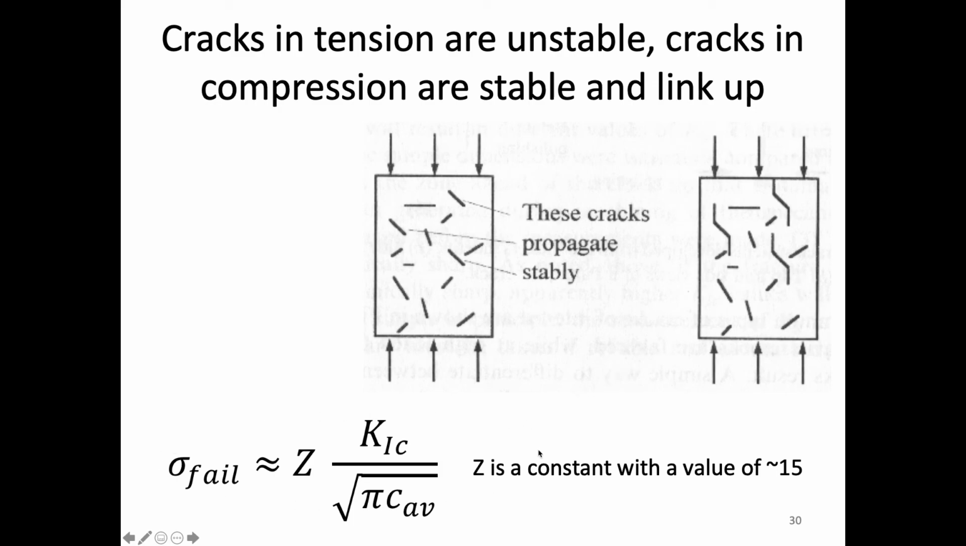So this equation, again, not super critical. The main takeaways here are that we're dealing with an average crack size. And then again, this Z is just a constant, and you can just approximate it as 15, but it just gives you a rough measure of the failure strength for this material.